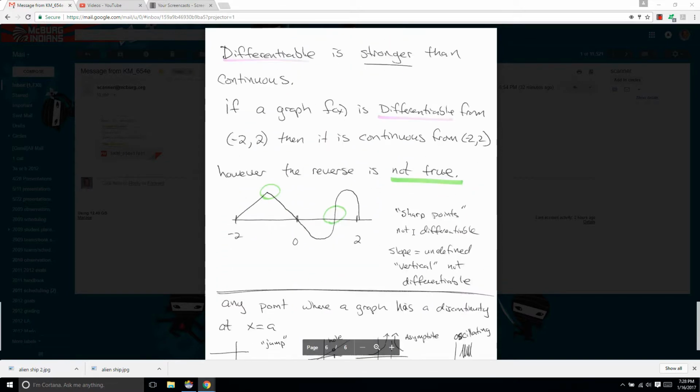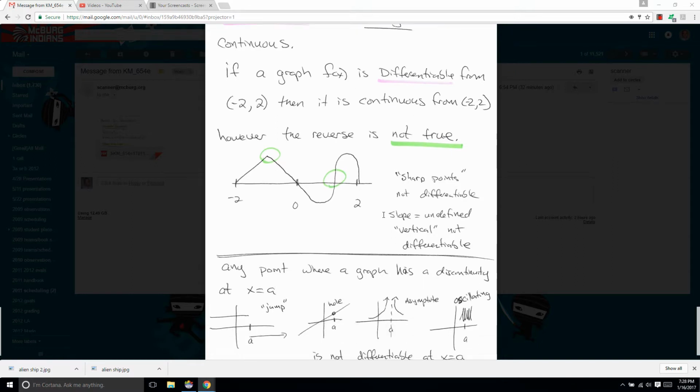Moving on, let's talk about the relationship between differentiability and continuity. Differentiability is stronger than continuity. A graph that is differentiable from -2 to 2 is definitely continuous from -2 to 2. However, the reverse is not true. A graph that's continuous from -2 to 2, which this graph is, I can draw this graph without lifting my pencil. In this particular case, though, it has 2 issues with differentiability.